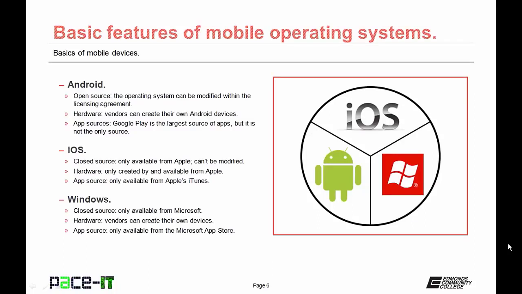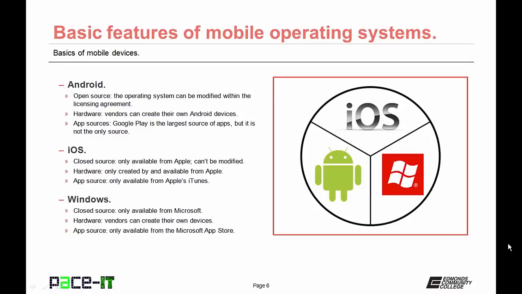It's open source. The operating system can be modified by anybody within the licensing agreement. Android can be placed on any hardware, so vendors can create their own Android devices. Apps and programs are available for Android all over the place. Google Play is the largest source, but you can get them from other sources. Apple's iOS, on the other hand, is closed source. It's only available from Apple and cannot be modified. You are limited in your hardware options to only those that are supplied by Apple. And you can only get apps from the Apple App Store.